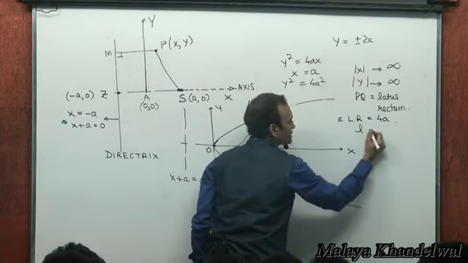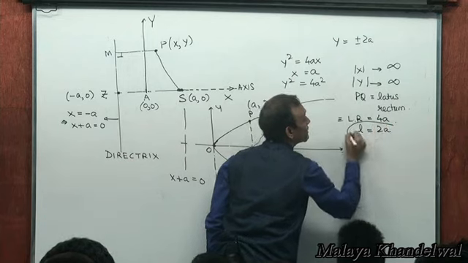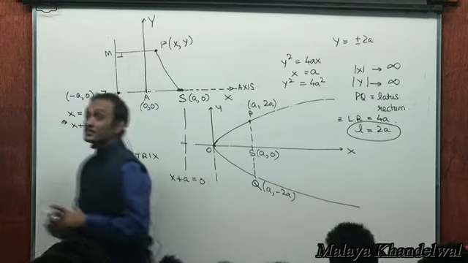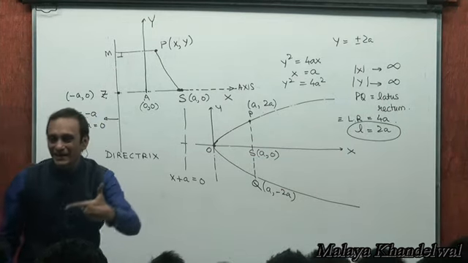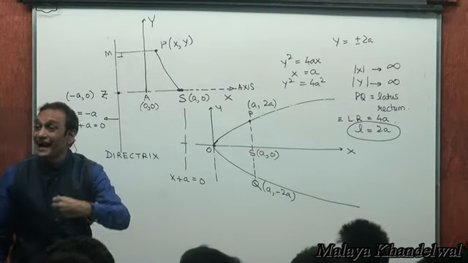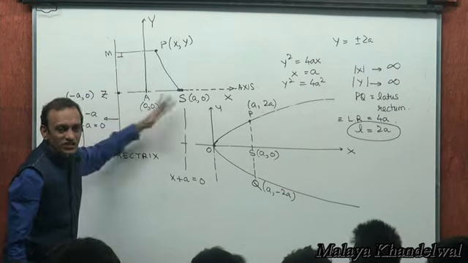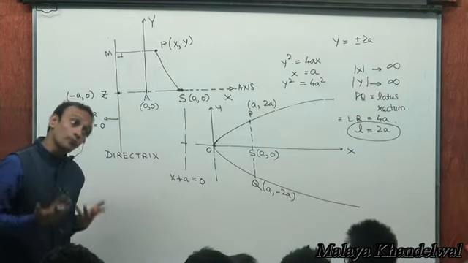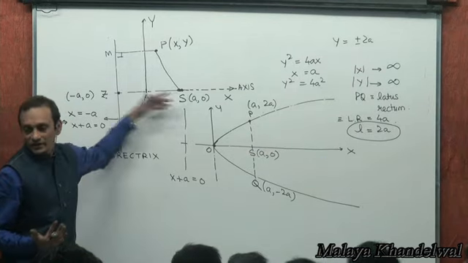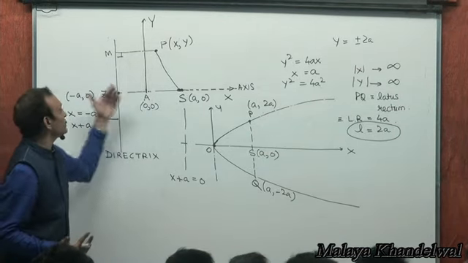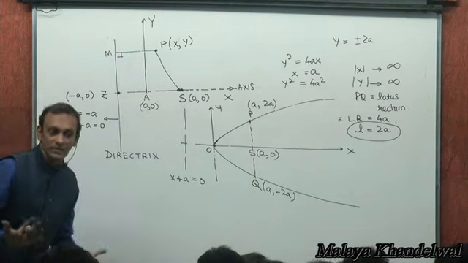Semi-latus rectum is 2A, which means the distance between the focus and the directrix is the semi-latus rectum. A property: the distance between the focus and the directrix is 2A, the semi-latus rectum, right?